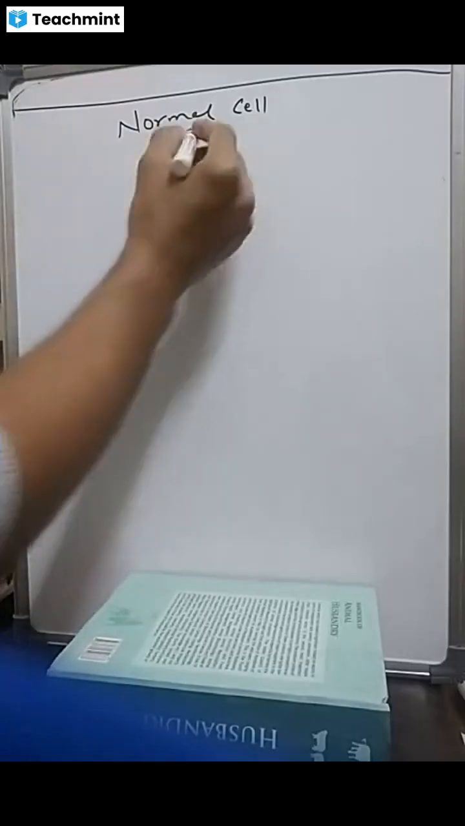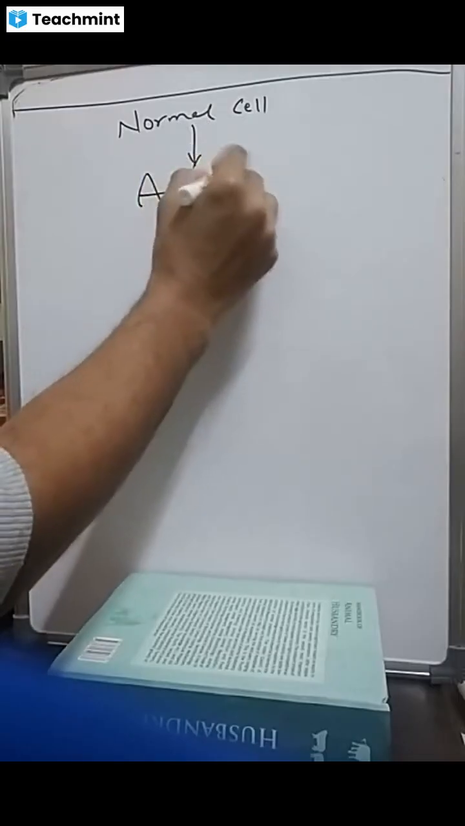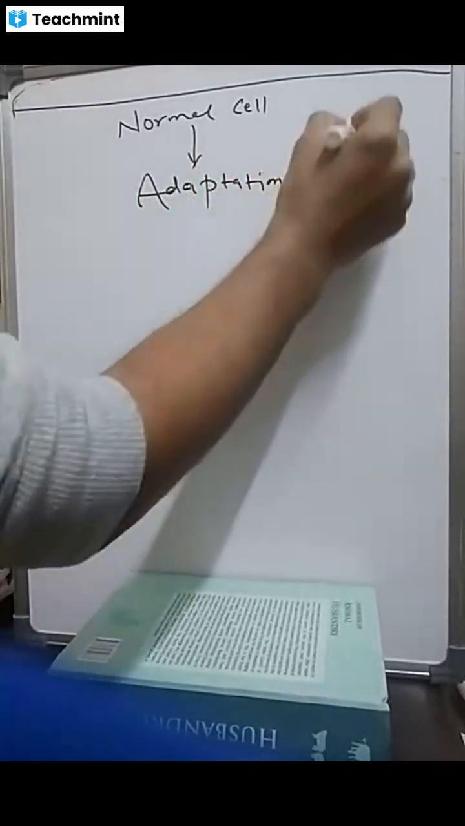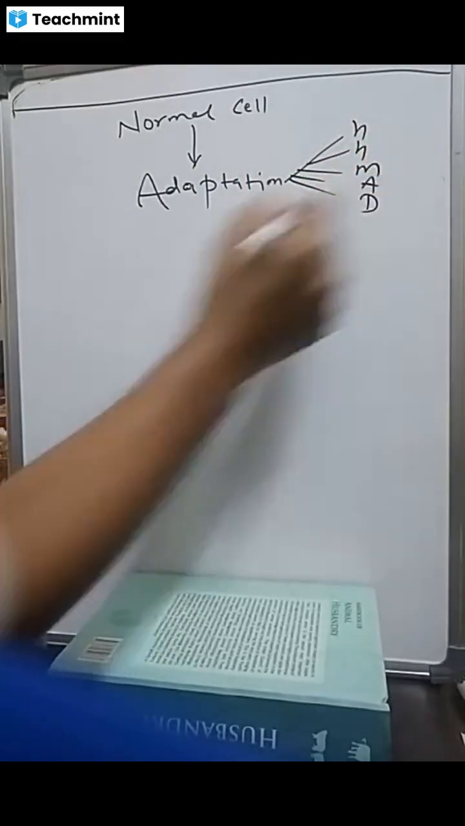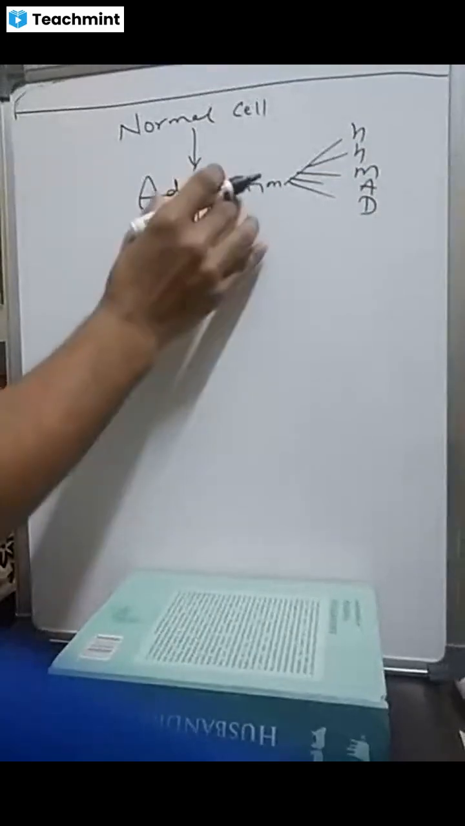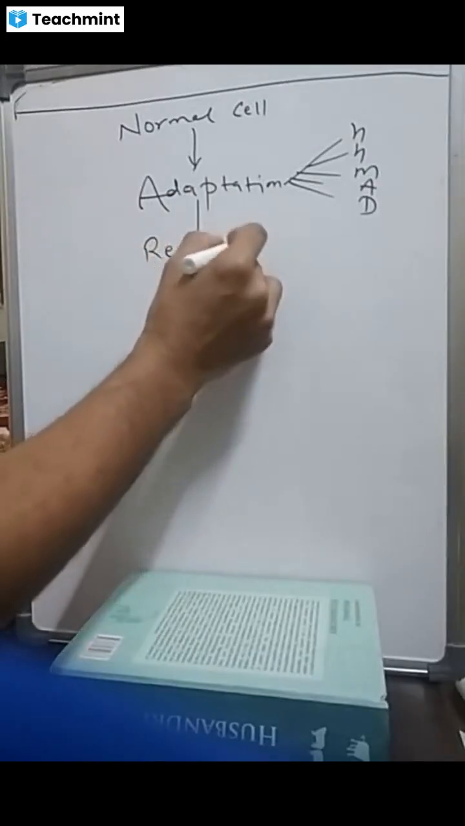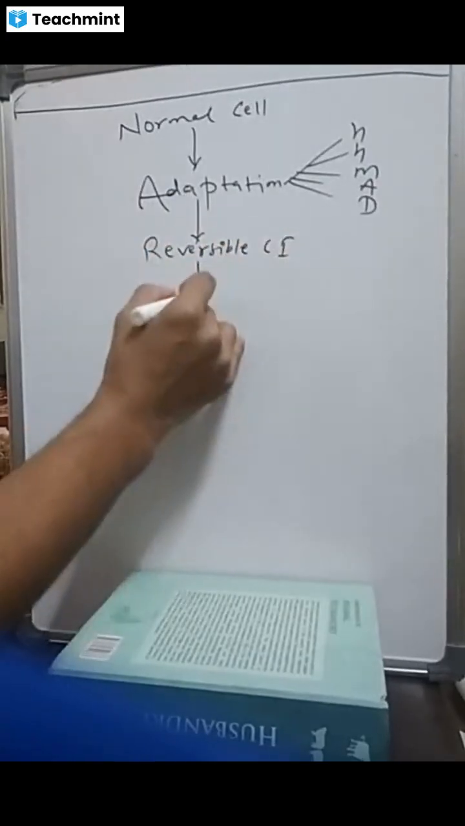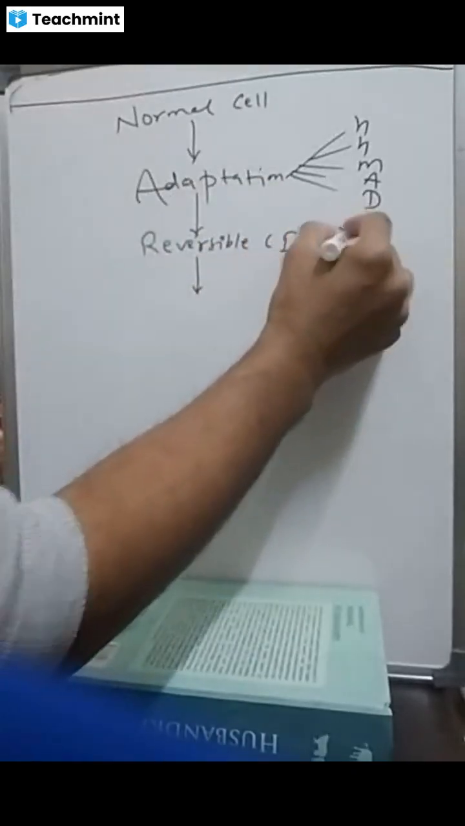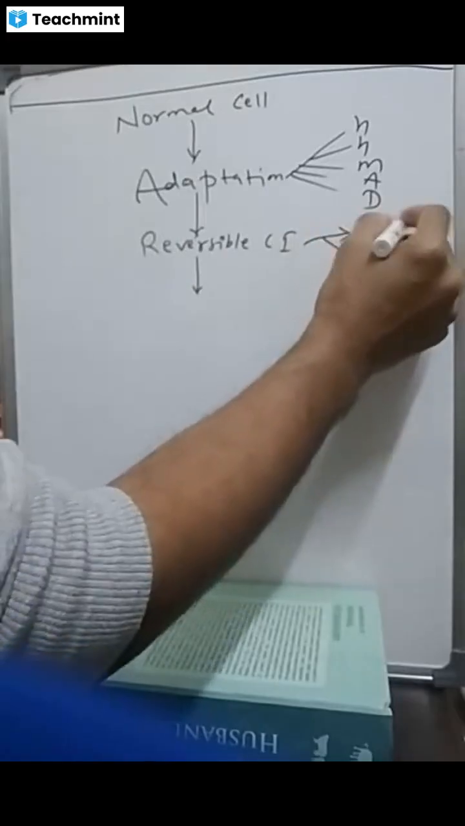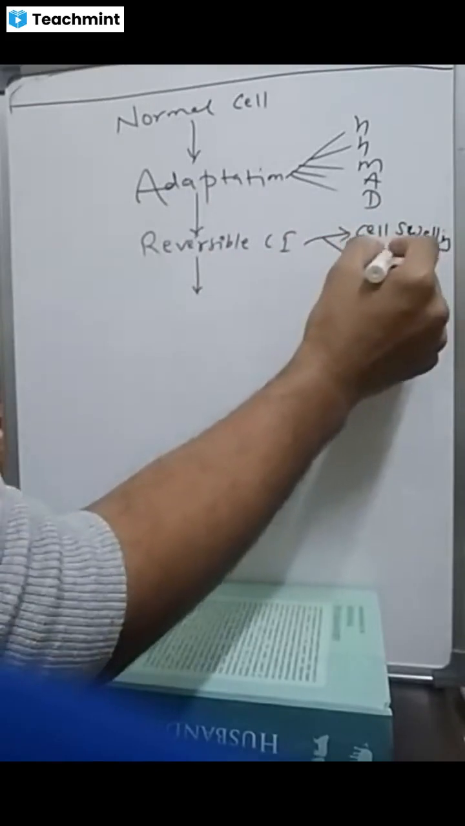So we started from a normal cell, then the cell tries to adapt, like hyperplasia, hypertrophy, metaplasia, atrophy or dysplasia. Once it fails to adapt, it moves toward reversible cell injury. Then, after reversible cell injury, we'll see two morphological patterns. One is cell swelling, and one is fatty change.